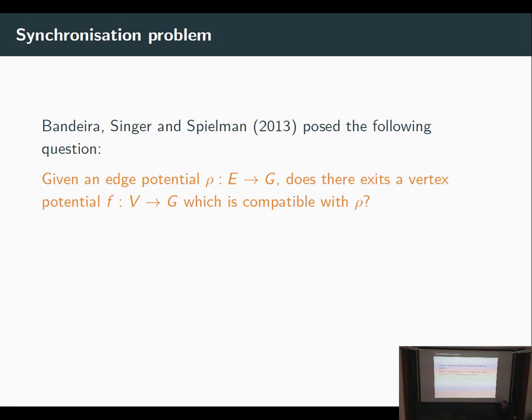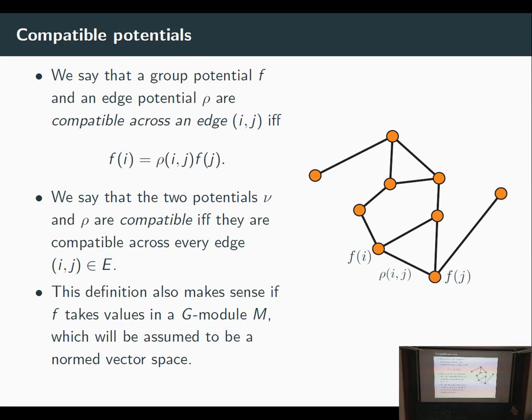Given an edge potential, does there exist a matching vertex potential which is compatible with rho? Compatibility simply means you have an edge with a group element attached to it. You have one vertex with a group element and another. As you take this group element, you ask: is this the same as the product of what you find on the edge and the group element at the opposite end of this edge? If it is, then those two potentials are compatible across the edge, and they are compatible if they're compatible across every edge in your graph.